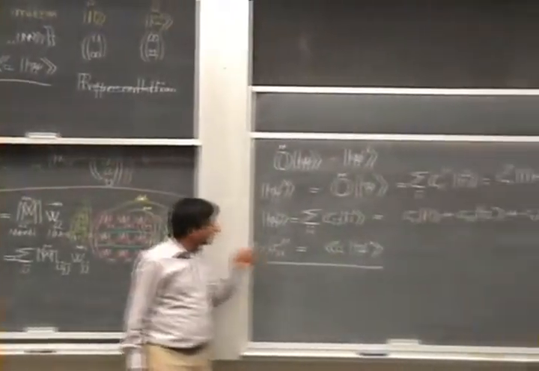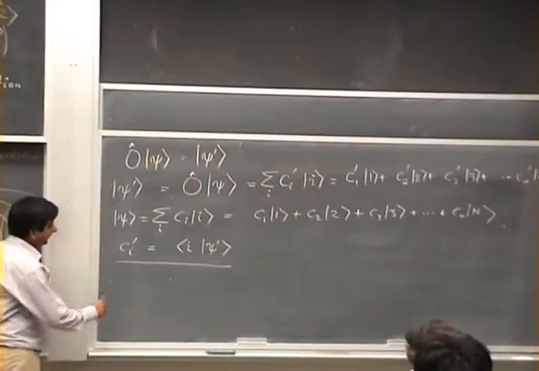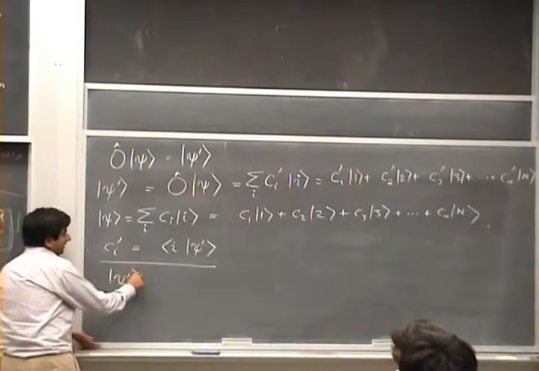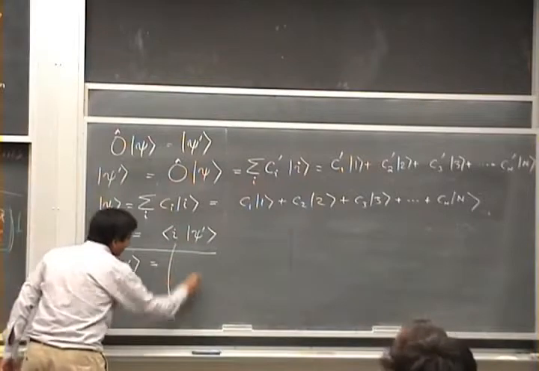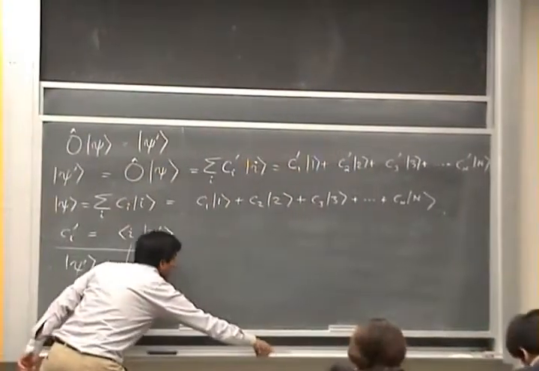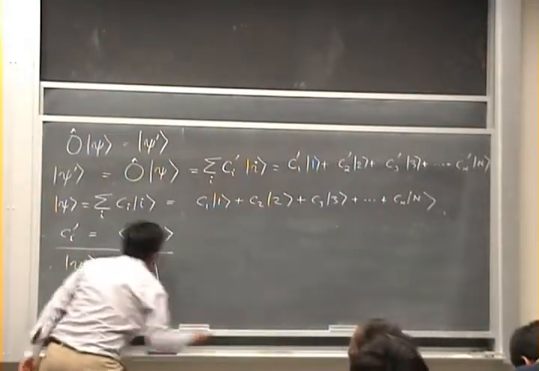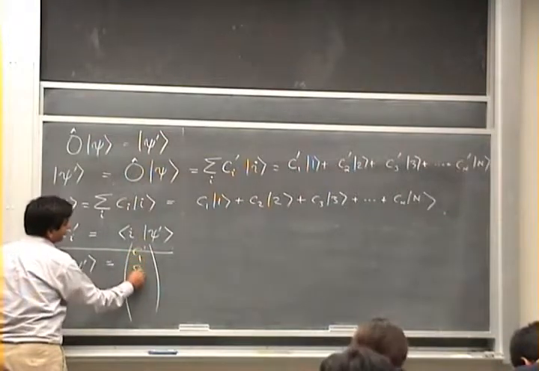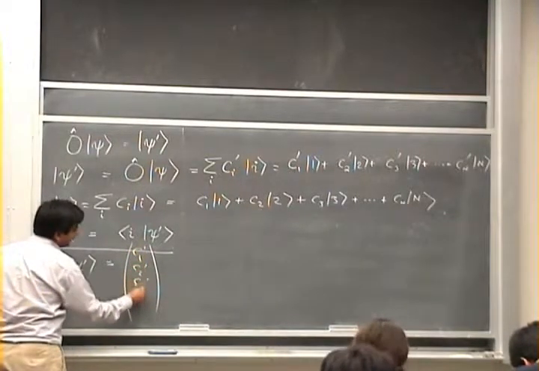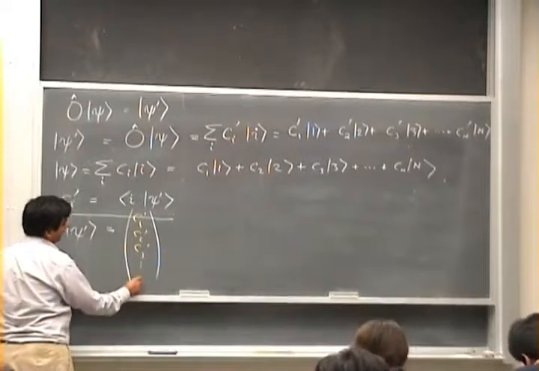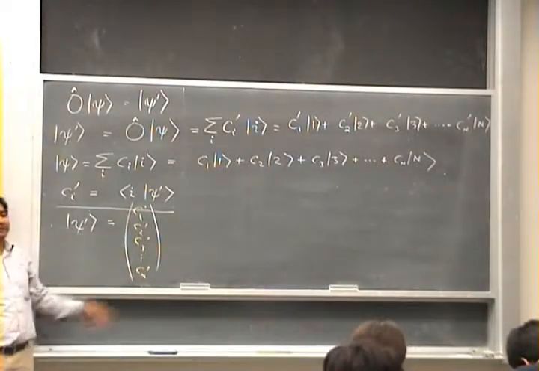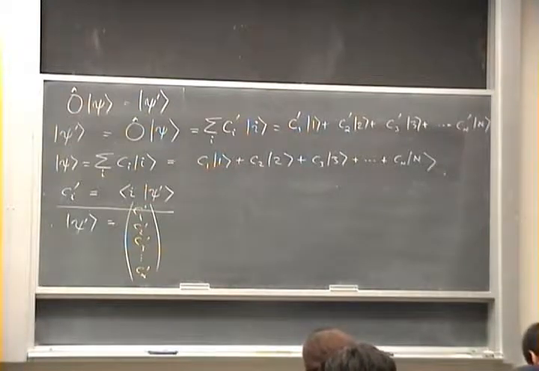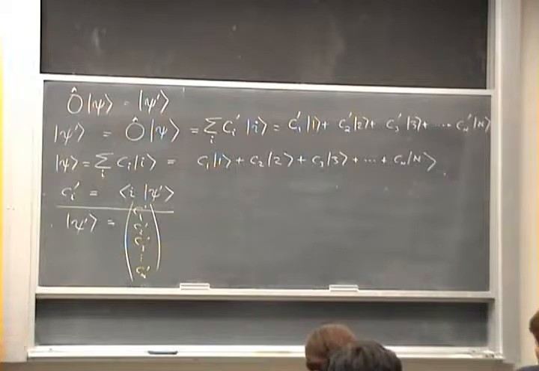Okay. So the final state, psi dash, can be written as a column vector. Now what are the entries in this column vector? C1 prime, C2 prime, C3 prime, all the way up to Cn prime. Now we would like to find out these entries. What are these entries? And what is the matrix representation of the operator? What is the operator doing?